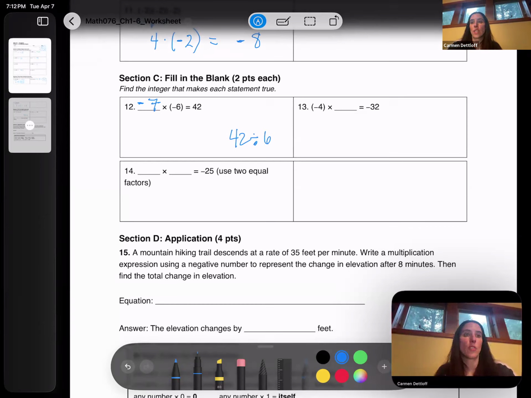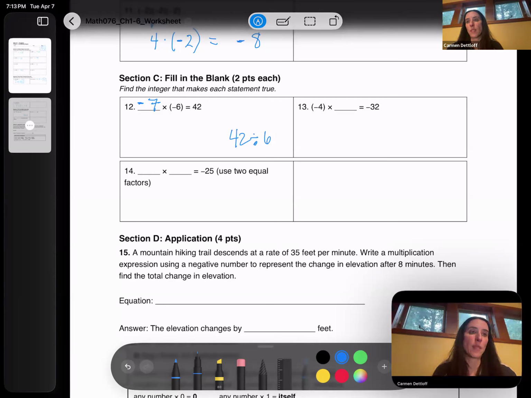Let's look at 13. Negative 4 times something equals negative 32. Is that going to be positive or negative? It's going to be positive because a negative times a positive is negative. A nerd and a preppy together is a negative party situation. Again, 80s and 2000 rules in movies, not necessarily in real life.